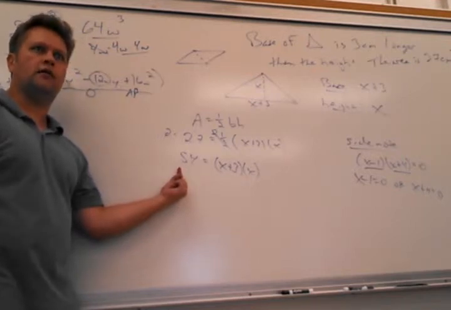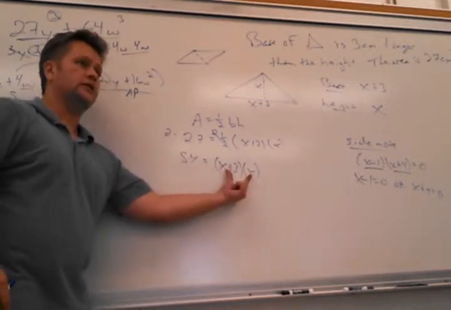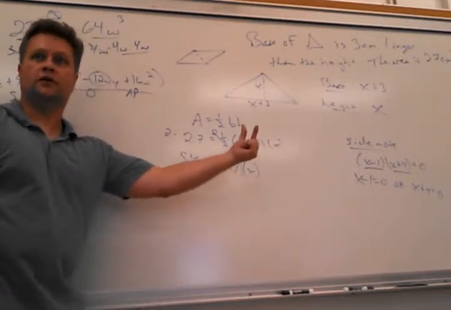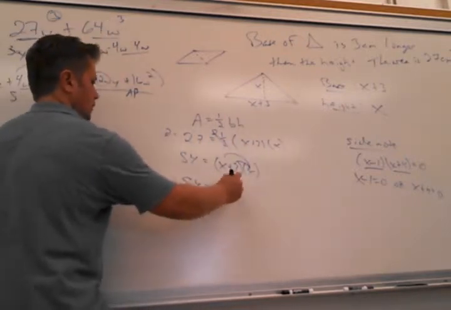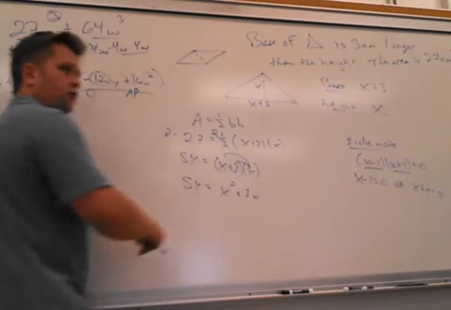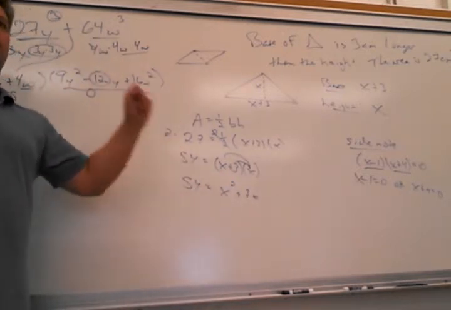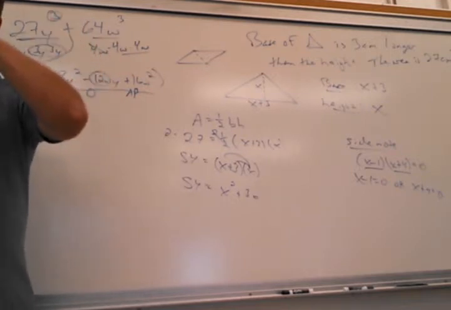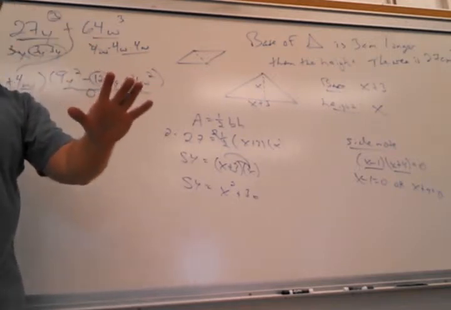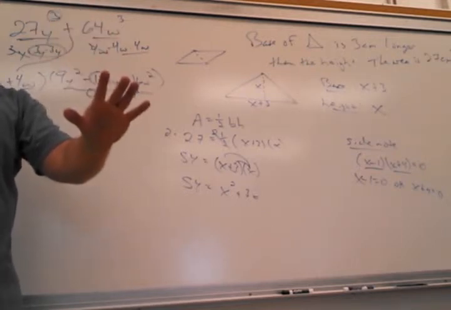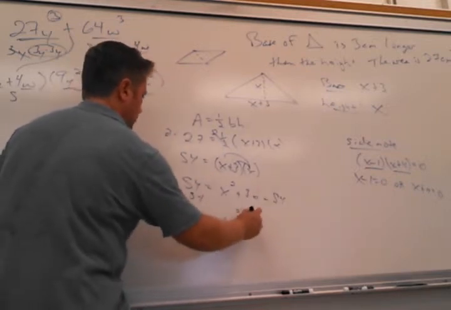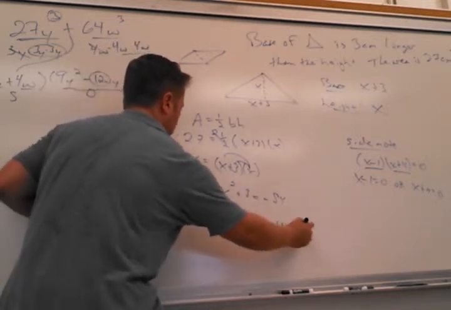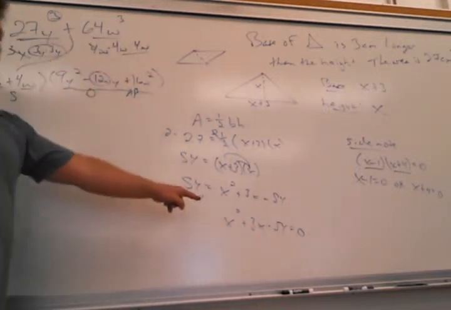So how do I correct for that? Good. Foil this out, and then move the 54 over, right? And then subtract 54 over. Make that side 0, because this only works if it equals 0. Okay. So I get x squared plus 3x minus 54 equals 0. And now you see why it's in this section. Then you factor it.